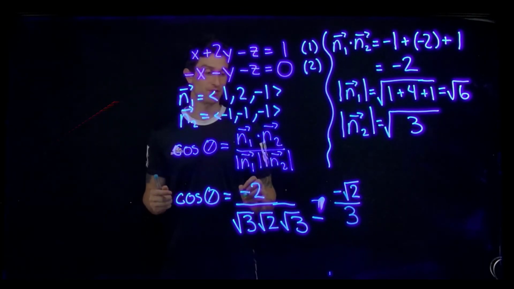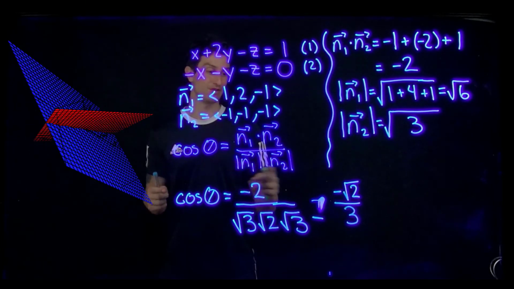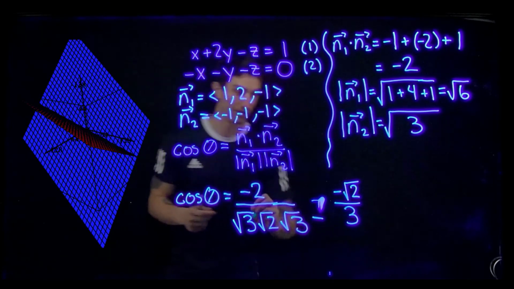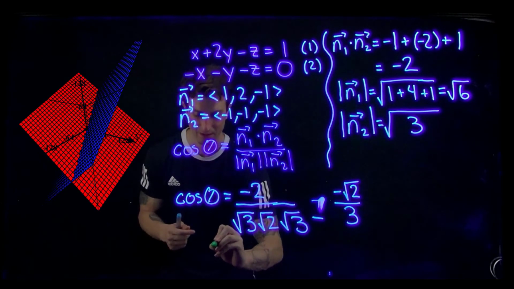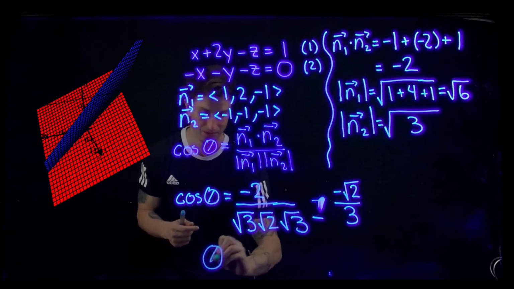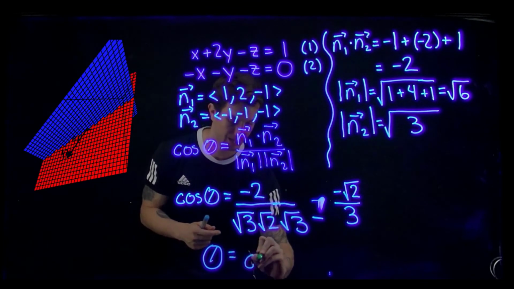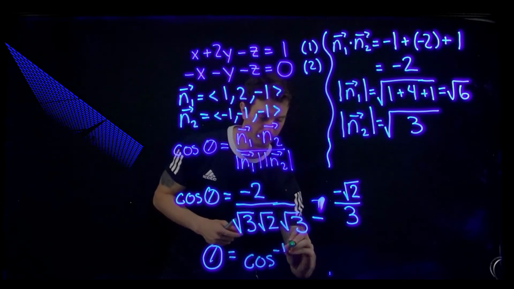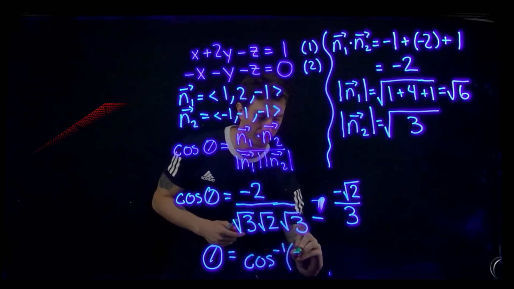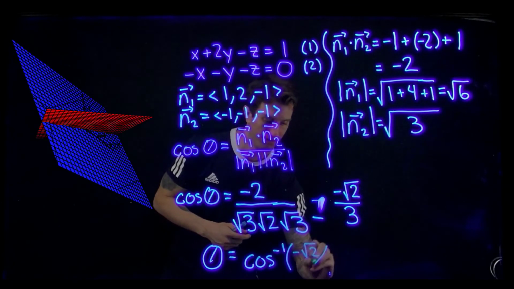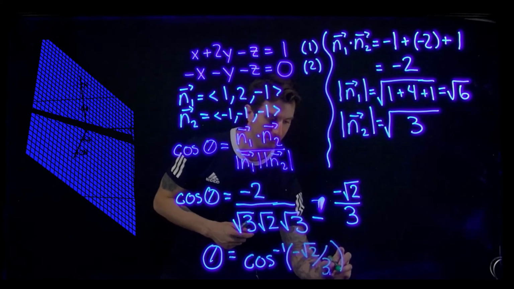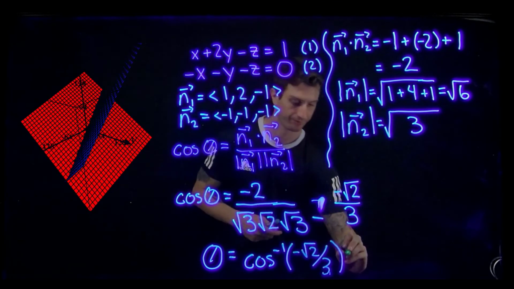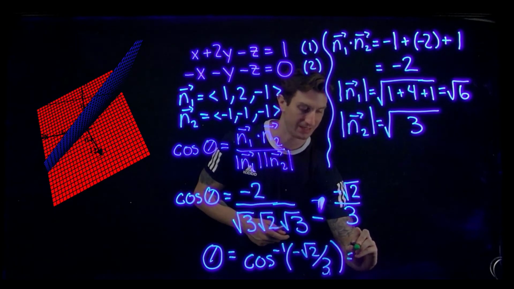All right, so now if we want to solve for theta, we have to do cosine inverse on both sides. So theta is going to be equal to cosine inverse of negative root 2 over 3. And this ends up being about 118 degrees.